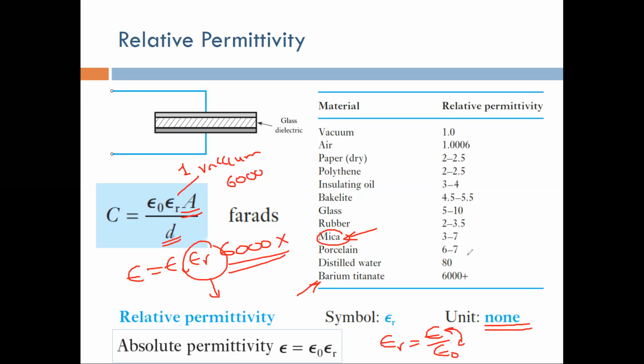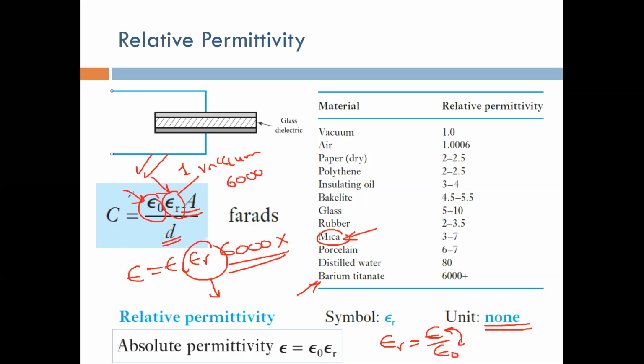Whenever you have a problem where you are trying to compute the capacitance of a particular capacitor with given dimensions, area and distance between the plates, you need to know epsilon r in order to compute the capacitance. You don't have to get epsilon; you usually get epsilon r only, okay? So this is what is given.